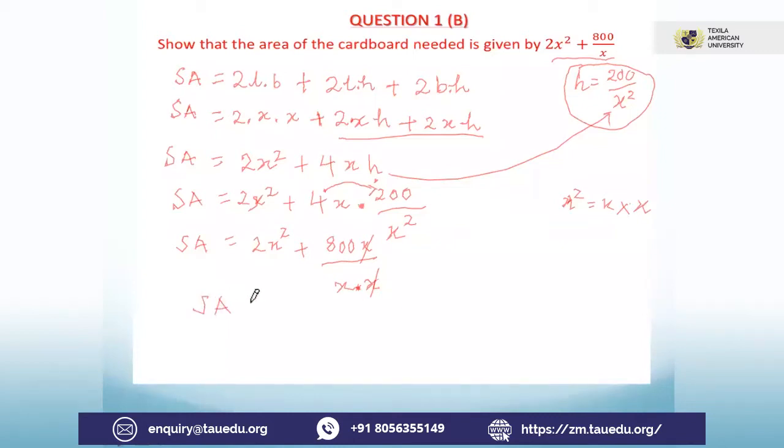So if that happens, then obviously you are going to have SA, which is surface area, equal to 2x to the power of 2 plus 800 all divided by x.